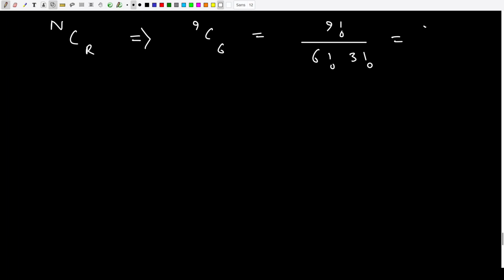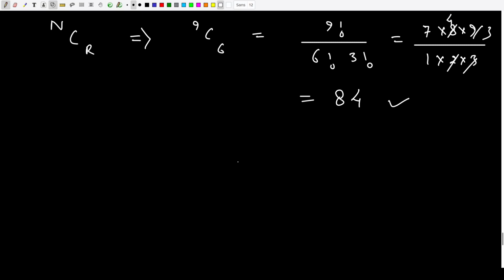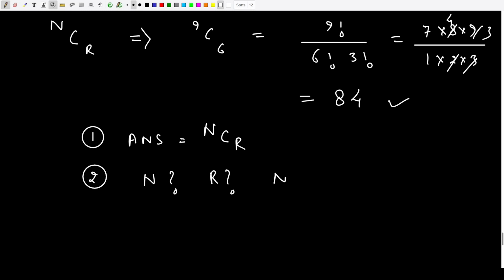And in order to find the solution, all we have to do is compute NCR, which in our case will be 9C6, which is equal to 9 factorial divided by 6 factorial divided by 3 factorial. So let us solve this. If we solve this, we will get 84, which is our answer. So I hope by now we are clear on two concepts. Number one, in order to get to our answer, we need to solve NCR. And the second concept is, what will be the value of n and what will be the value of r? The value of n will be equal to x plus y, and the value of r will be equal to y.